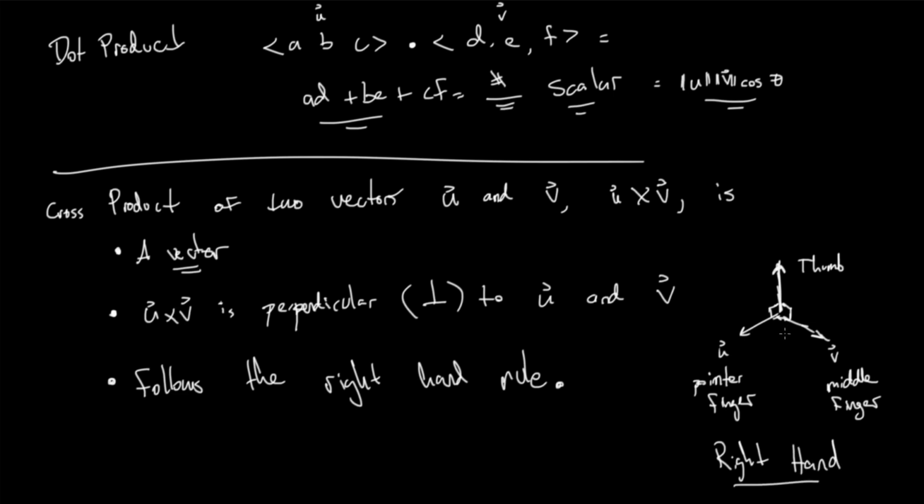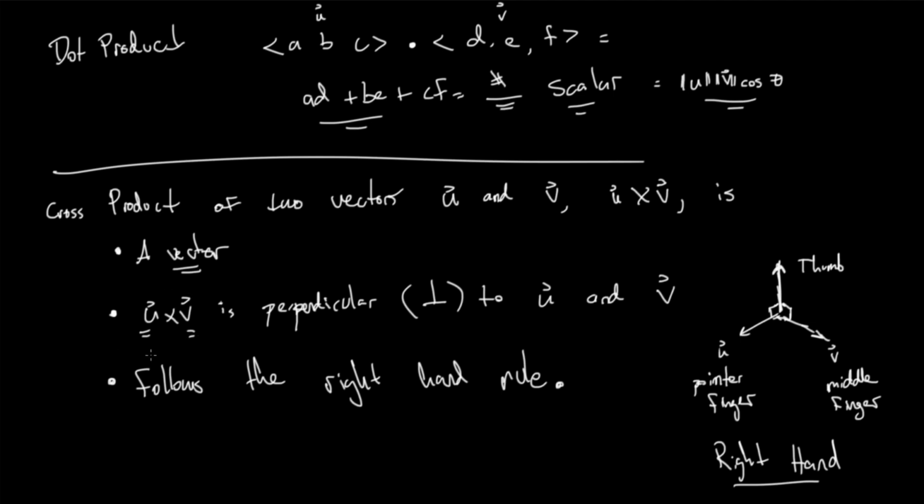That's just convention. This could easily have been defined using the left-hand rule, but we use the right-hand rule. That is what it ultimately is going to boil down to. So take your right hand, point your pointer finger in the direction of the first vector, point your middle finger in the direction of the second vector, and the direction that your thumb points is the direction of the resulting vector U cross V.